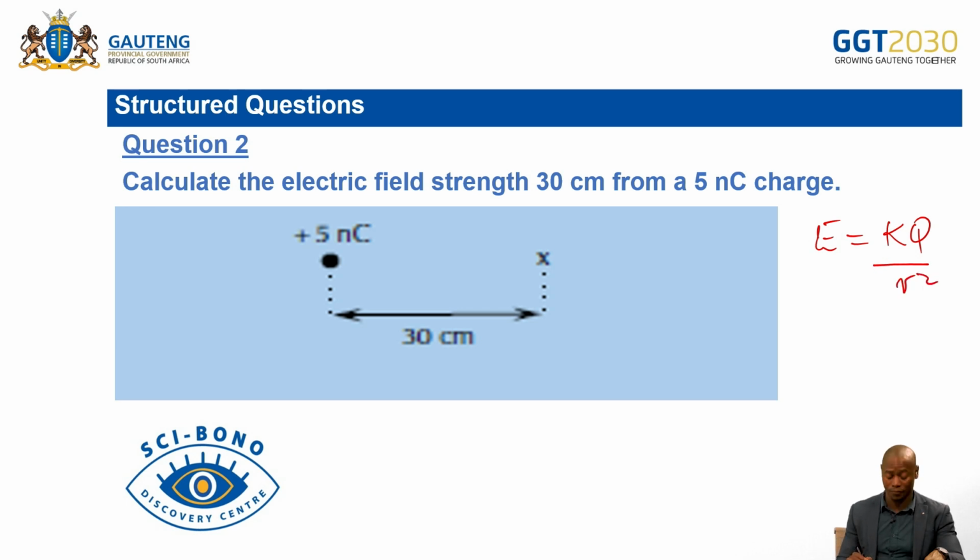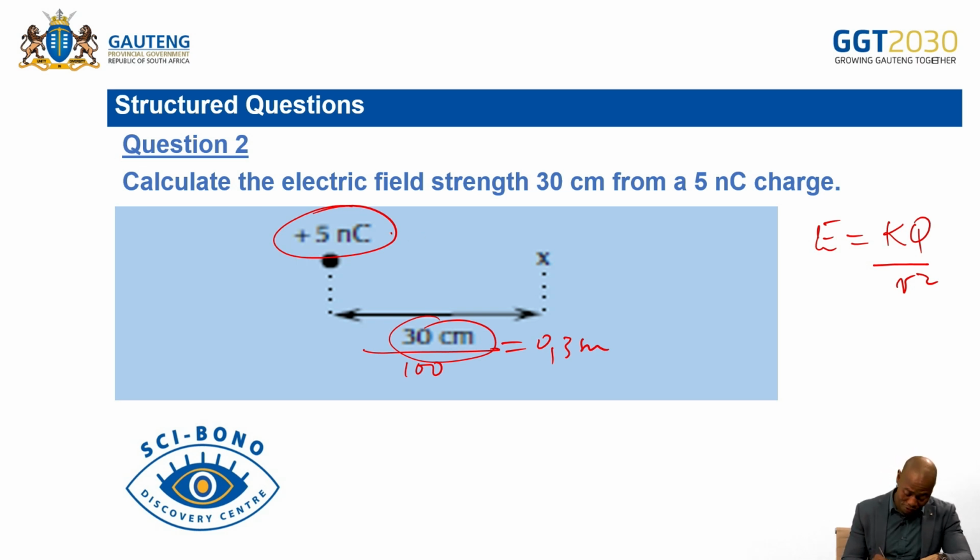Over R squared. Okay, so calculate the electric field at a point 30 centimeters from a 5 nanocoulomb charge. All right, so the distance is 30 centimeters. Obviously, we need to convert that to meters, divide by 100, which is going to be 0.3 meters. The charge is in nanocoulombs. Obviously, we need to convert that, which is equal to 5 times 10 to the power negative 9 coulombs. Okay, then let's calculate.